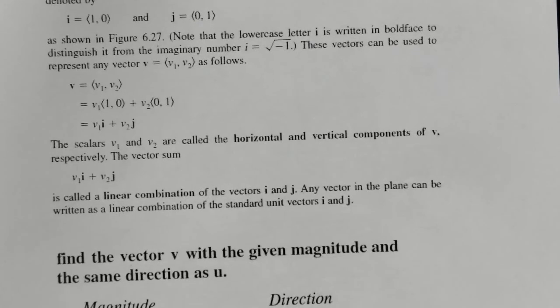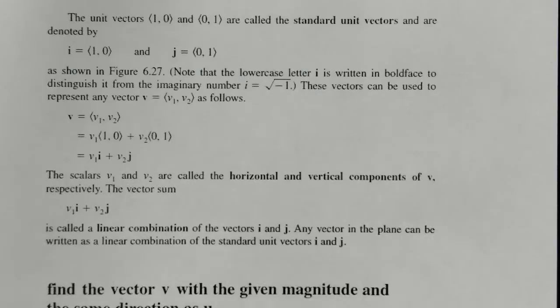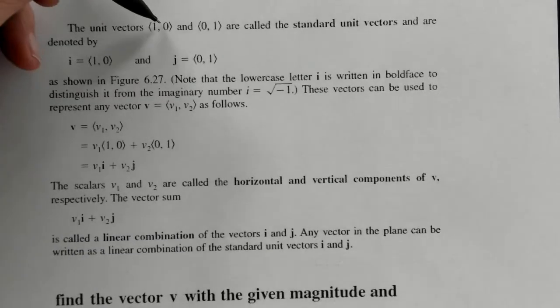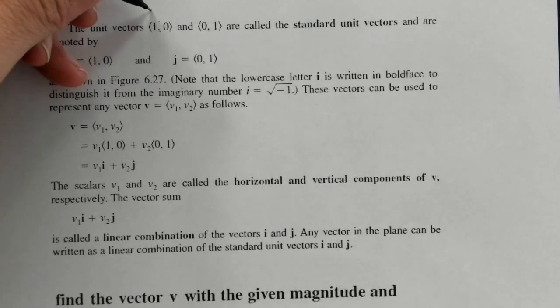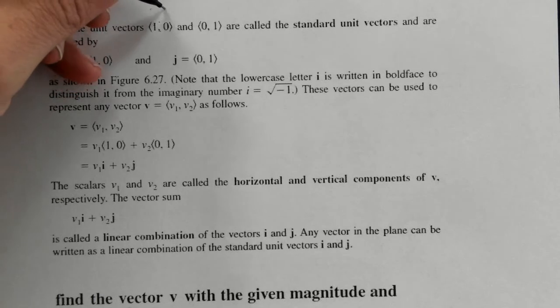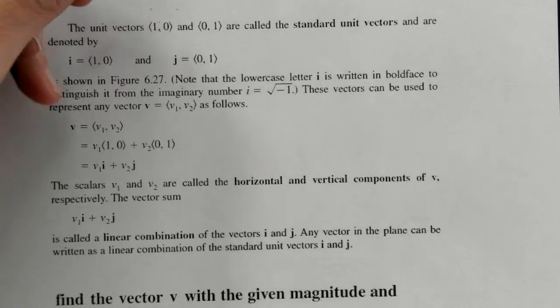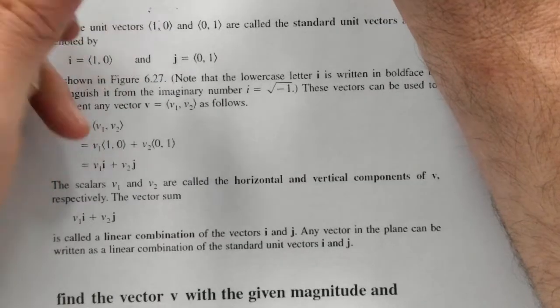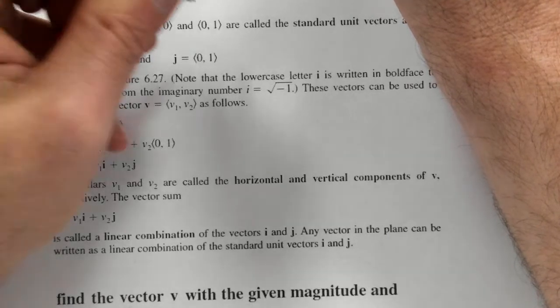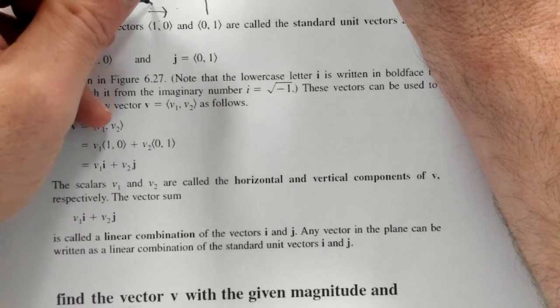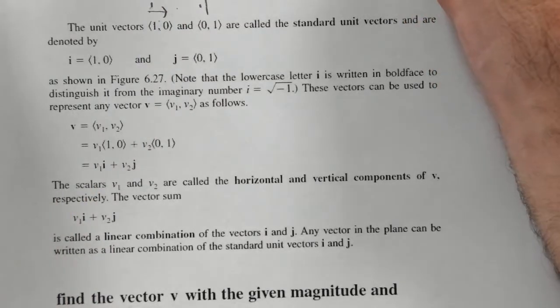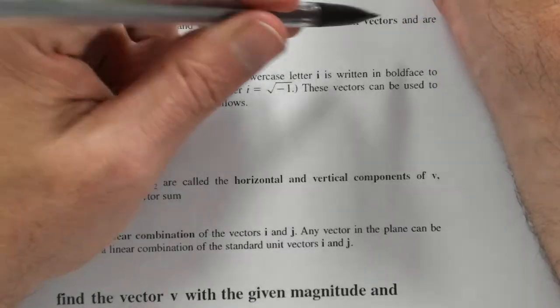Okay, so the next idea that we come to is we're talking about the standard unit vectors. All right, so these two vectors, 1, 0 and 0, 1. So the unit vector that is going to the right and has a length of 1, right? And the one that is going straight up by 1. Alright, those are called the standard unit vectors.